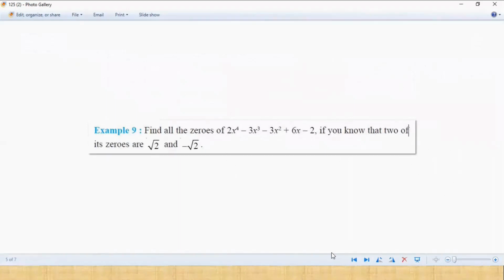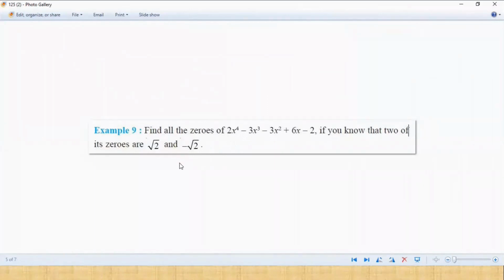Find all the zeros of this fourth degree polynomial, 2x raised to 4 minus 3x cubed minus 3x square plus 6x minus 2, if you know that two of its zeros are root 2 and minus root 2. Okay, a fourth degree polynomial is given and also two of its zeros are given.